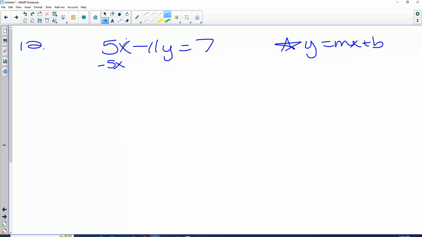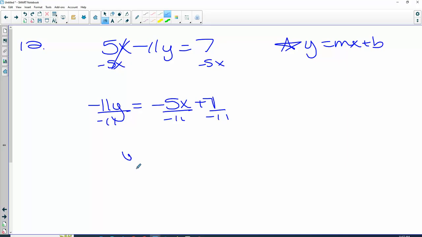We subtract over our 5x. So that means negative 11y equals negative 5x plus 7. Divide everything by negative 11. So that gives me a positive 5 over 11x minus 7 over 11. Which part of this is my slope? y equals mx plus b. What's the slope of that? m. So my m is the number in front of x. So it's 5 over 11.